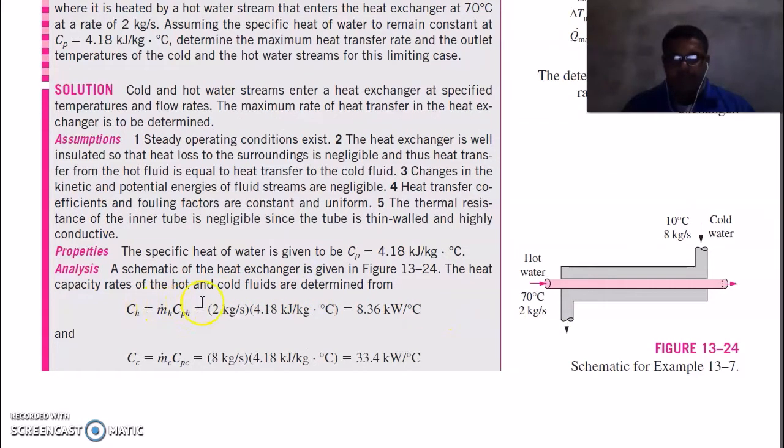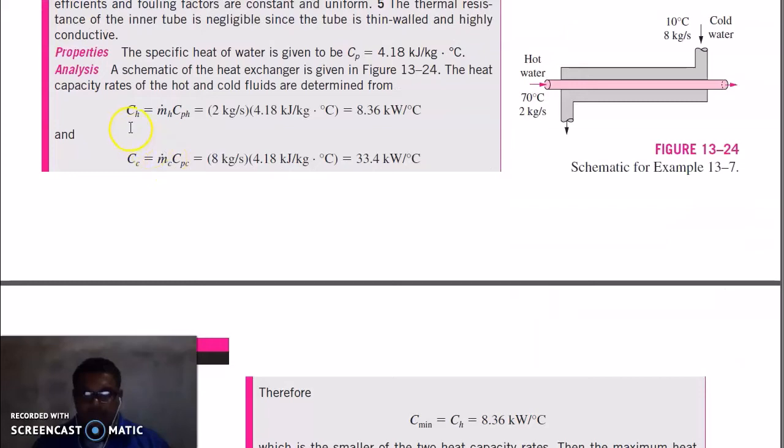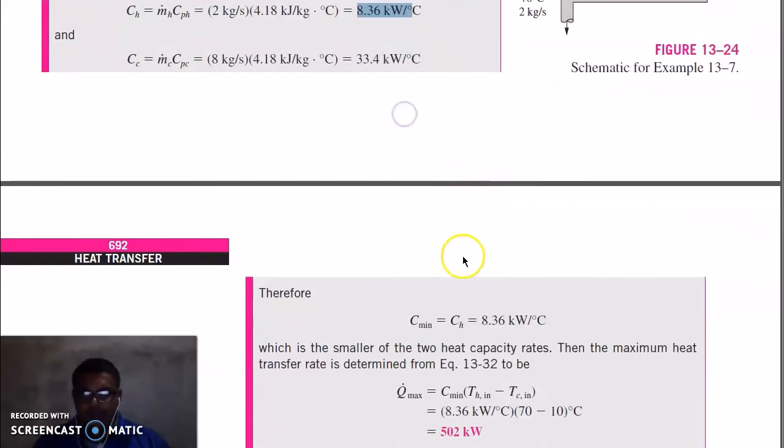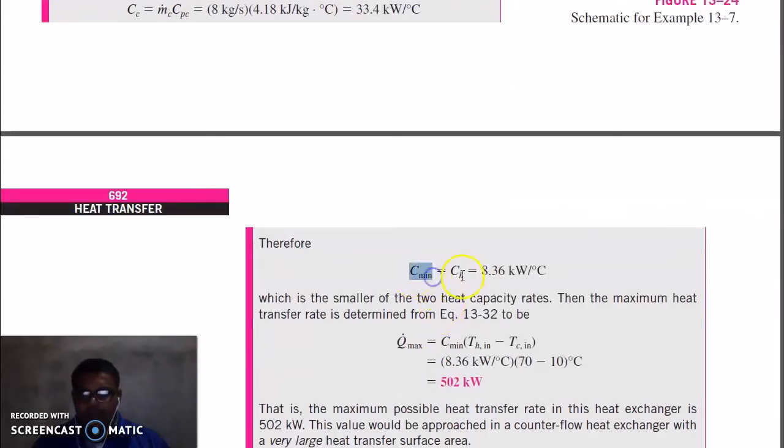The heat capacity rates of hot and cold fluids are determined. So this is your heat capacity, which is mass rate of hot fluid times specific heat for the hot fluid, which is 8.36 kilowatt per degree Celsius, and for Cc, the heat capacity for the cold fluid, is equal to 34.4 kilowatt per degree Celsius. So the minimum in this case is this value. So we will take the minimum heat capacity, which is Ch equal to 8.36 kilowatt per degree Celsius.